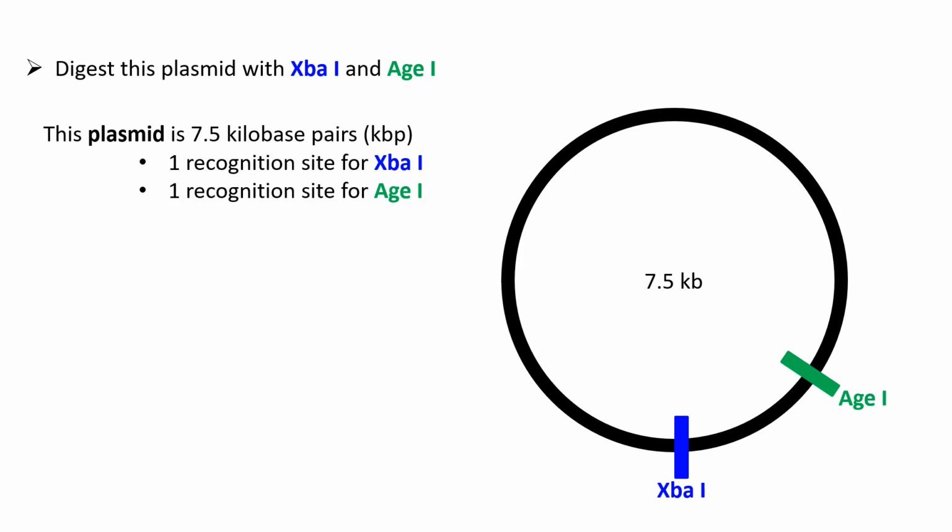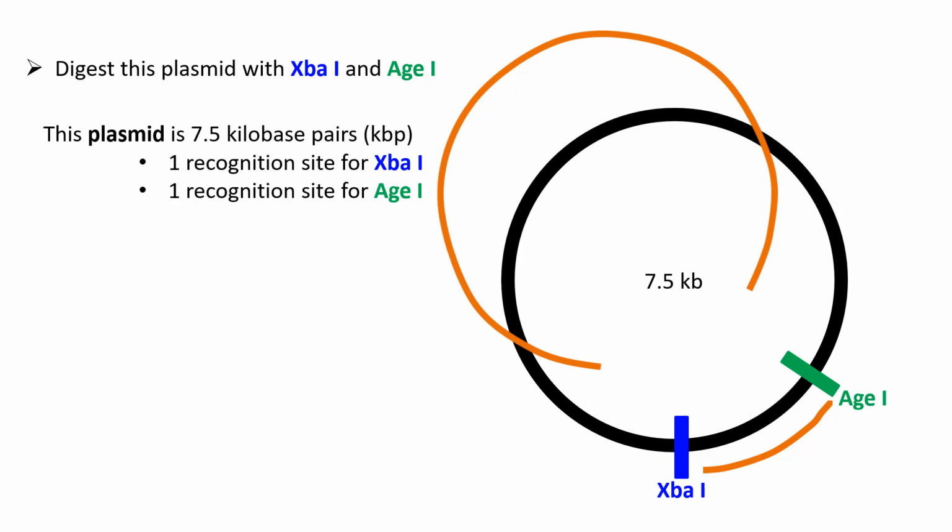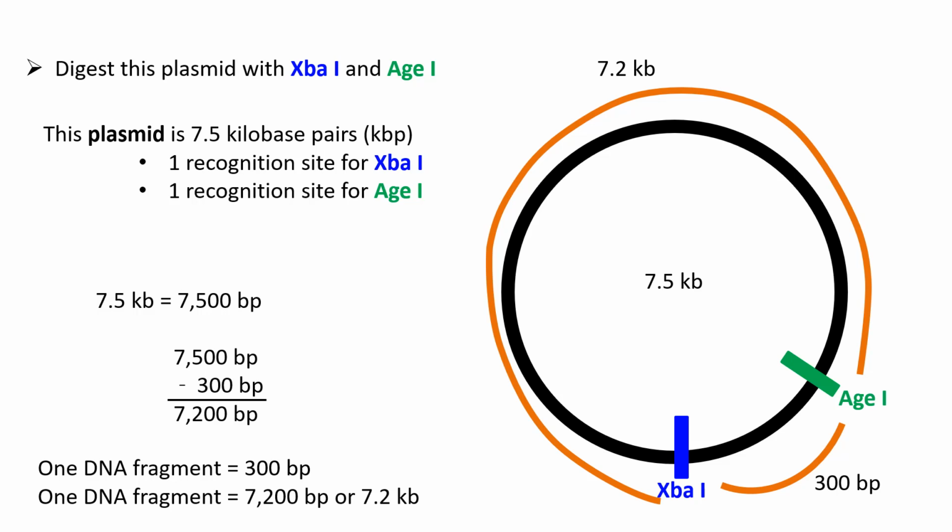And we know that we have one recognition site for each one of our enzymes. And therefore, we would expect the result of this restriction digest to be two DNA fragments. The sizes of those DNA fragments would be 300 base pairs between the AgeI restriction site and the XbaI restriction site. And that would leave a fragment of DNA that is 7.2 kilobase pairs long.